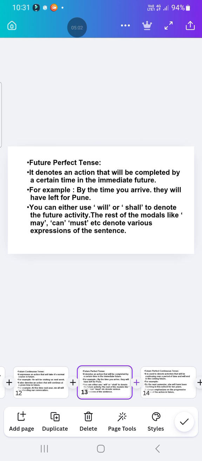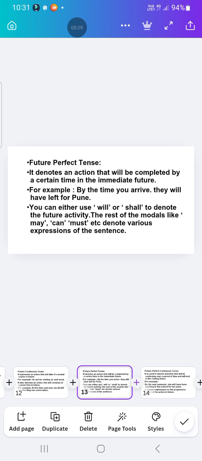For example, at this time next year we all will be attending our convocation. Future perfect tense. It denotes an action that will be completed by a certain time in the immediate future. For example, by the time you arrive, they will have left for Mumbai. You can either use will or shall to denote the future activity.